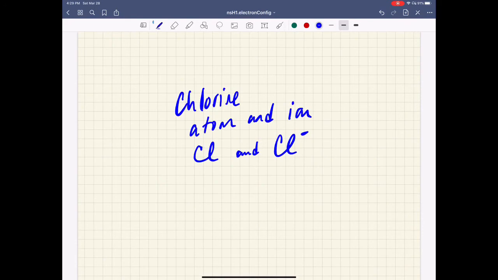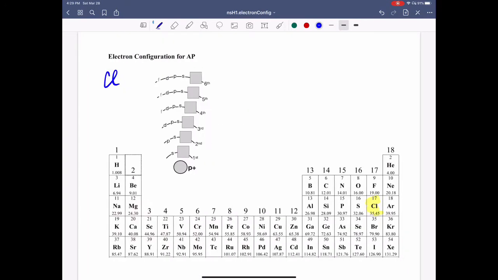Let's progress to the chlorine atom and the resulting chlorine ion. Chlorine, of course, you can see has 17 protons. The first 2 electrons that we need to account for will be in the 1s2. And then the next 2 electrons, the second energy level, would be in the s orbital, 2s2. And then to get ourselves across to a total of 10 electrons, we need 6 more in the 2p6 orbital. And then to account for 12, 2 electrons would be found in the third energy level in 3s2.